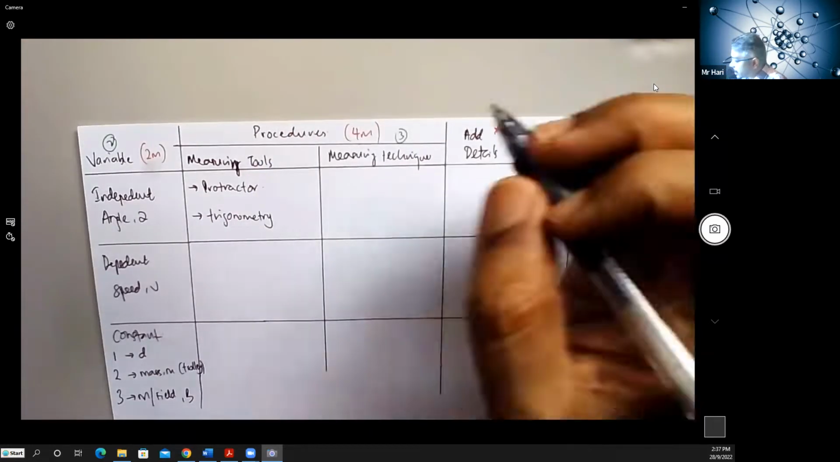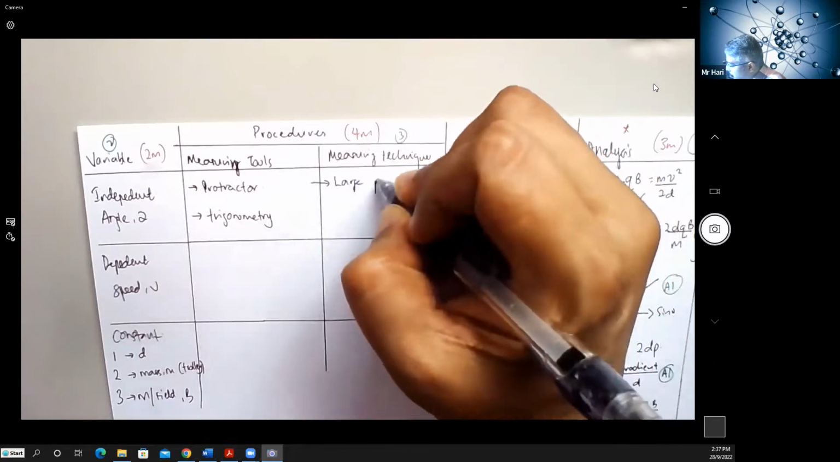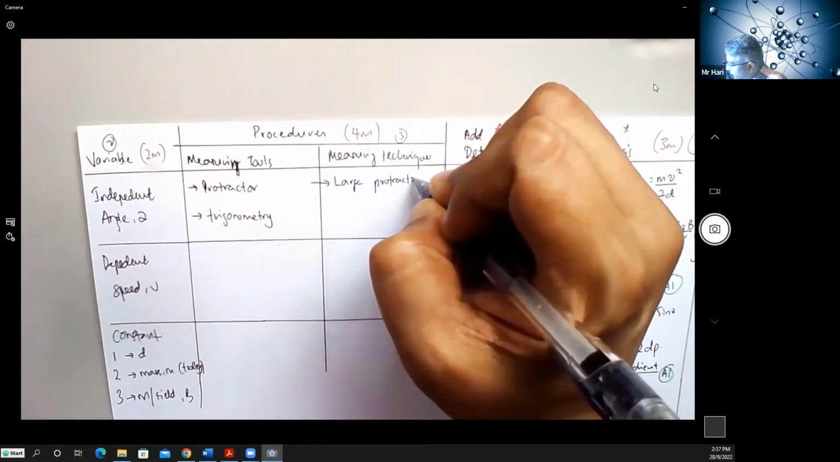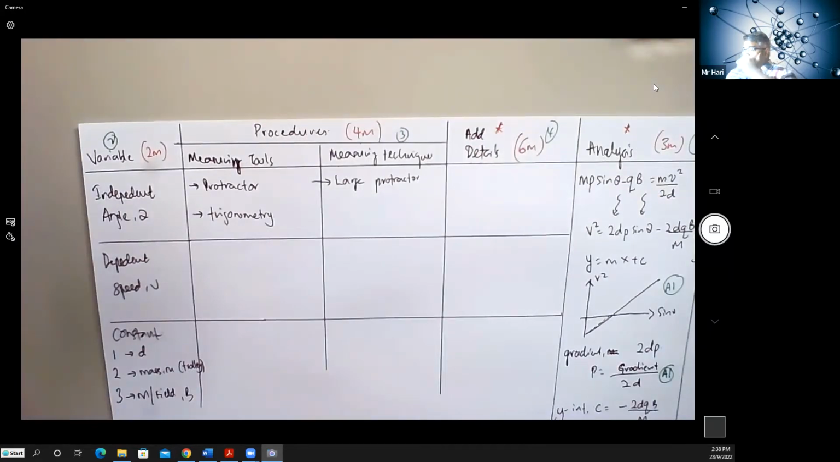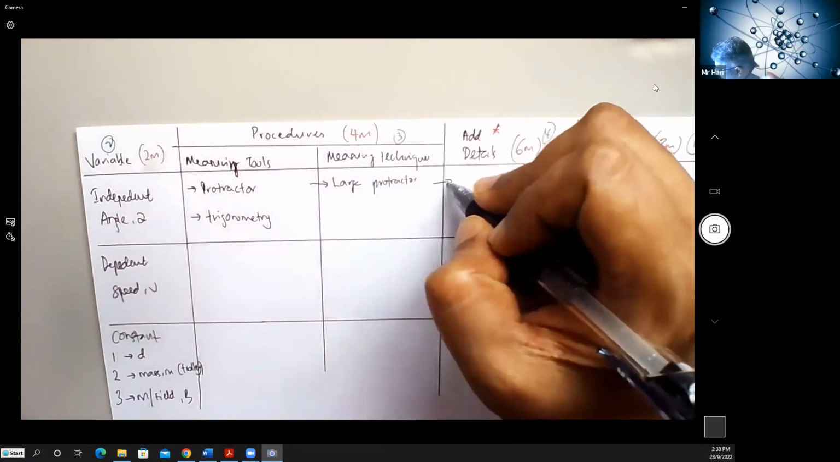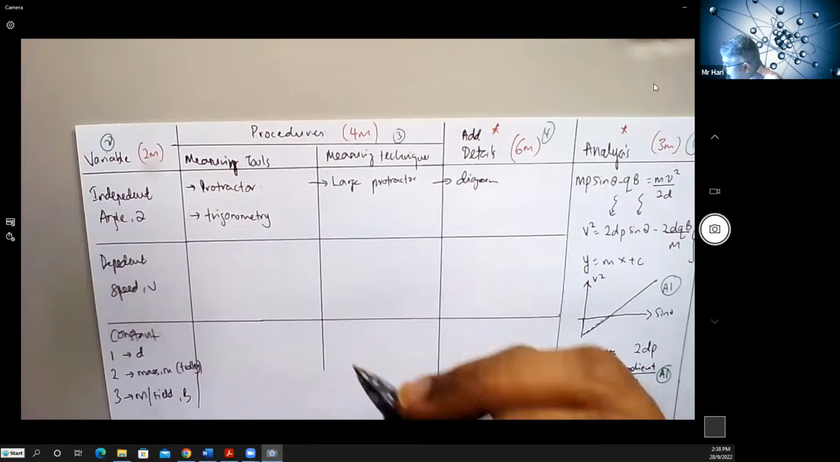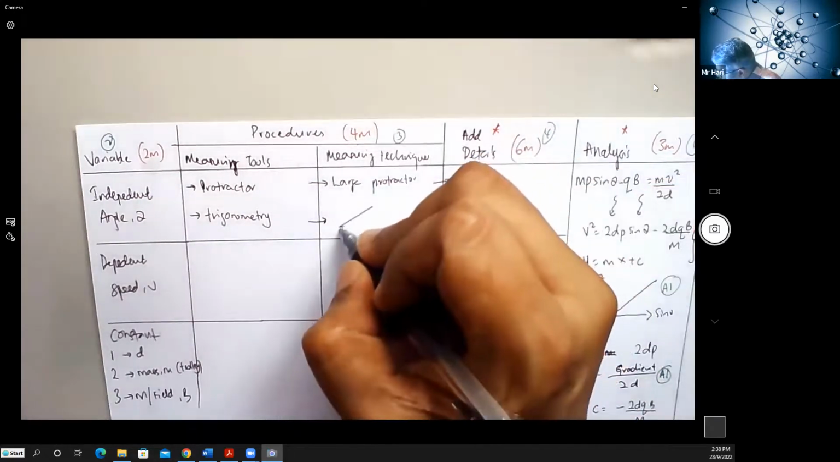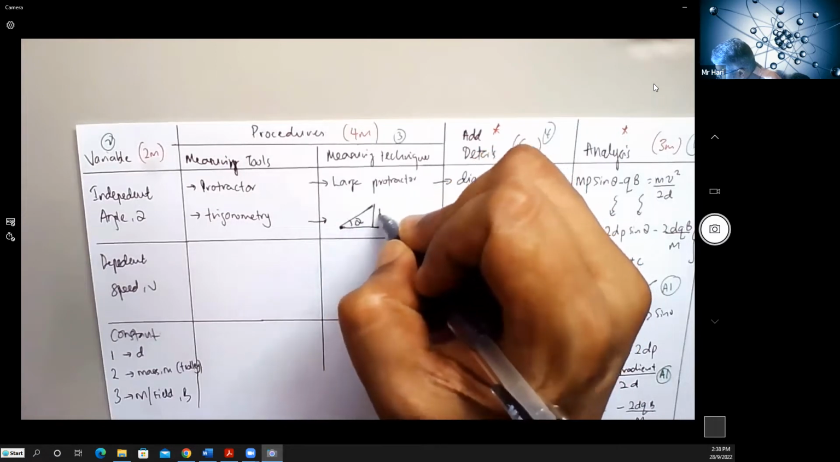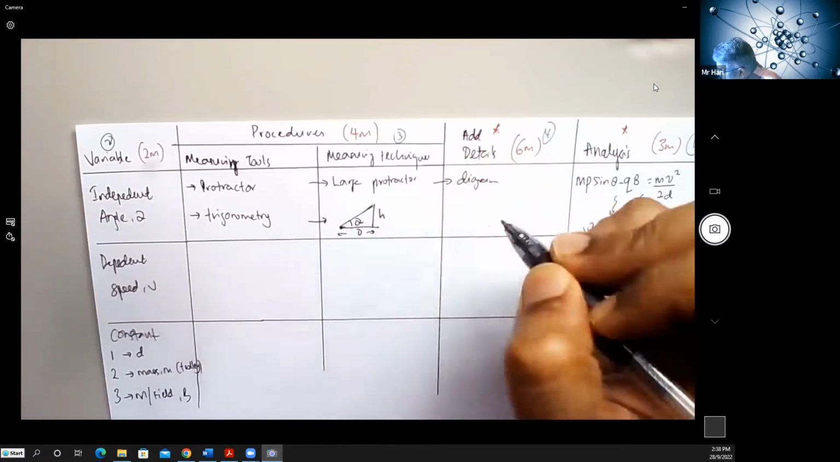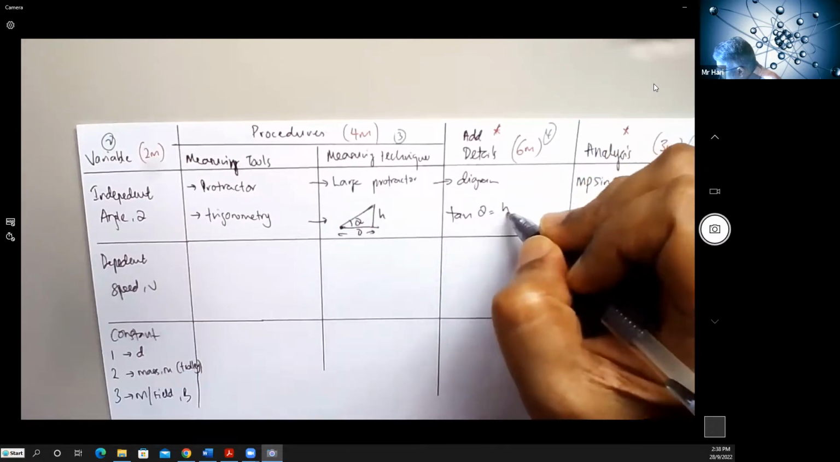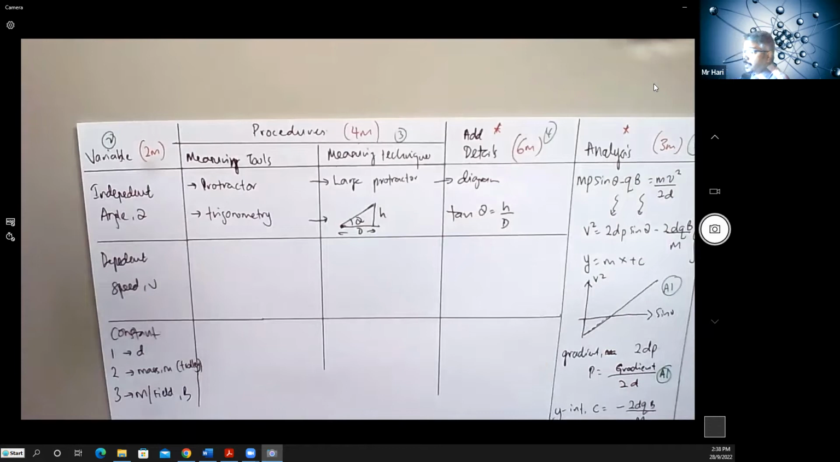When you're going to use a protractor, make sure you use a large protractor, because the elevation, the base, is going to be big, right? So you have to make sure the protractor is a large protractor. Okay, and this must be shown in the diagram. How are you going to place it, where you're going to place it, and how you're going to take the angle. If you're going to use trigonometry, then you need to show also in the diagram, okay, this is theta, this is the height, this is the distance from here to here, and then the formula that you're going to use. Okay, this all comes under additional detail.